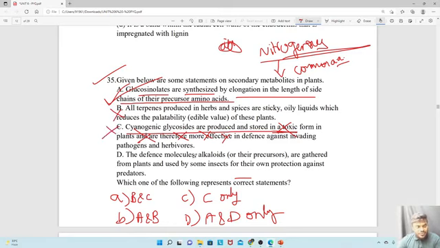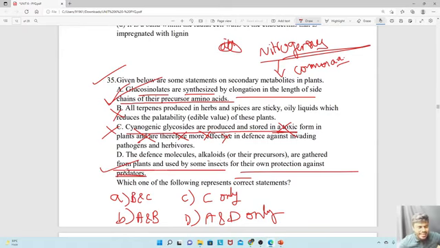Option D: the defense molecules, alkaloids or their precursors, are gathered from plants and used by some insects for their own protection against predators. This is a defense mechanism. So on this point I can agree. This point is a new point, but you have to remember one common statement: whatever insect takes the alkaloid or its precursor, it uses it to kill other organisms, meaning they use it to protect themselves from the attack of higher organisms also. Option D is also correct.